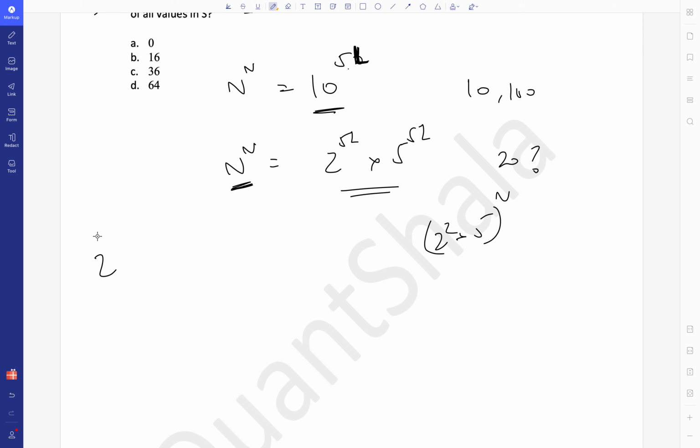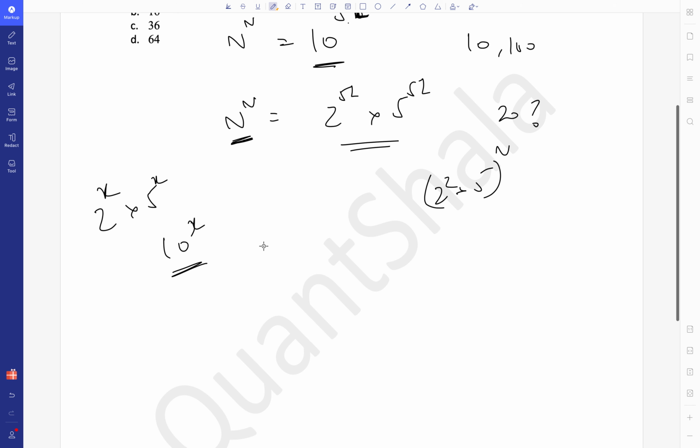That means something of the sort 2 raised to power x into 5 raised to power x. Or essentially it becomes 10 raised to power x. You can also compute this manually just by looking at the question. This is because I'm explaining it to you in detail. Otherwise, you can derive within seconds that n has to be of the form 10 raised to power x.